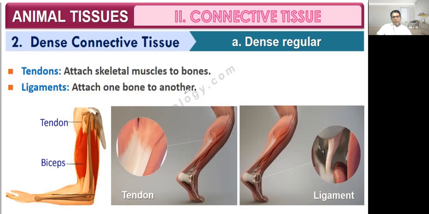A ligament attaches one bone to another. This is one bone, this is the second bone. They are attached to each other with the help of ligaments. One bone is attached to another bone with the help of a ligament. If two bones are attached, then there is a ligament, and when muscles are attached to the bone, that is a tendon. Like this is the bicep muscle. This bicep muscle is attached to the humerus bone by the tendon.